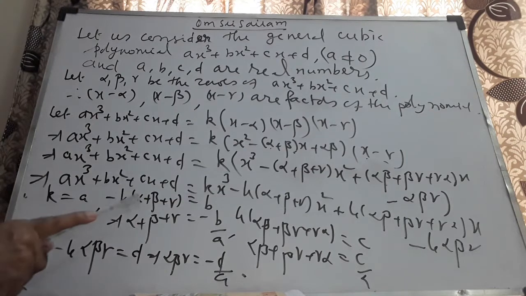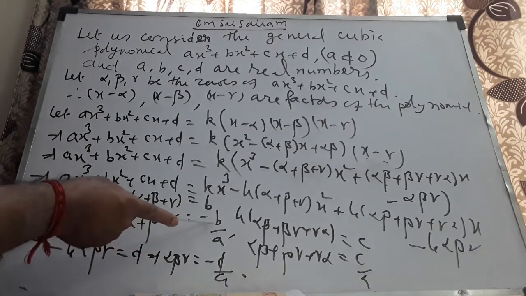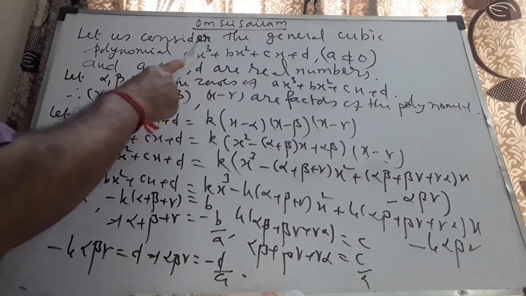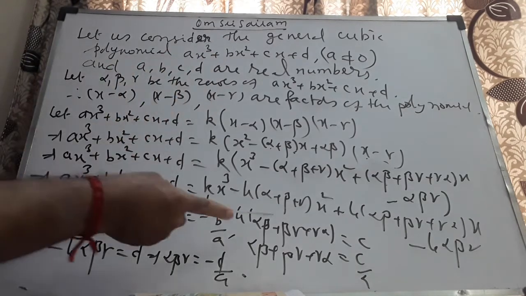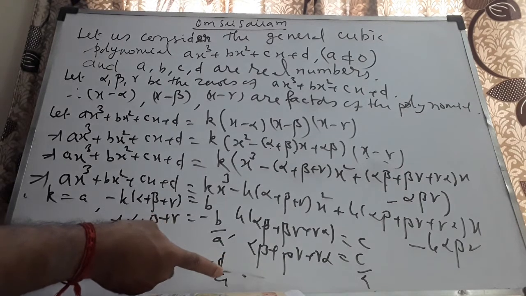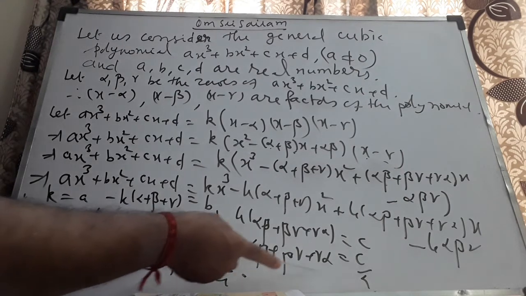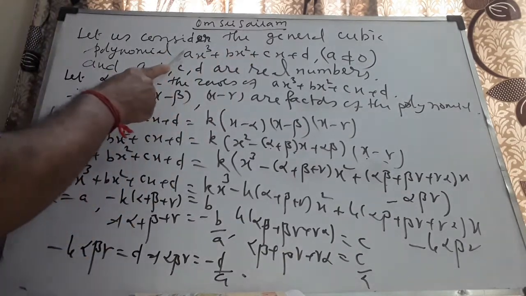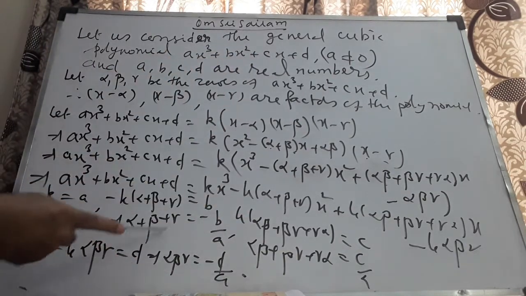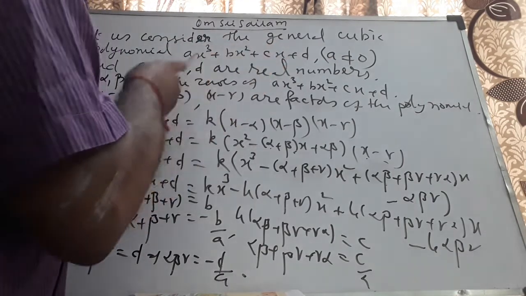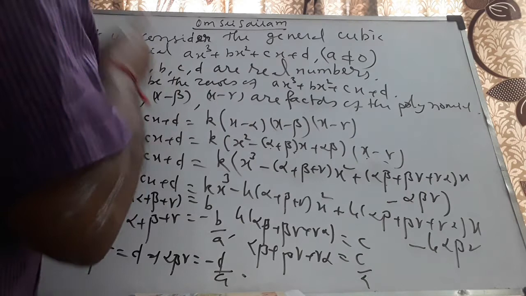Therefore, the sum of the zeros will be equal to minus b by a, that is, minus coefficient of x square by coefficient of x cube. Then the sum of product of zeros taking 2 at a time, that is alpha beta plus beta gamma plus gamma alpha, is c by a. That is coefficient of x by coefficient of x cube. And finally the product of zeros alpha beta gamma is minus d by a, minus constant term by coefficient of x cube.